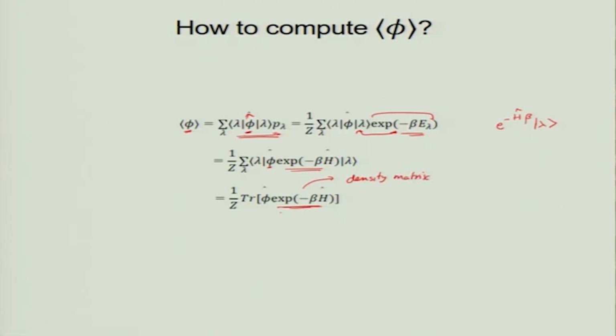And we can multiply the density matrix with this operator phi and take the trace. This is a trace in the energy basis. So, this is a formalism, but this formula will become very useful in the near future. We will find this e to the power minus beta h coming all the time. So, this is the density matrix. Okay, this is straightforward algebra.